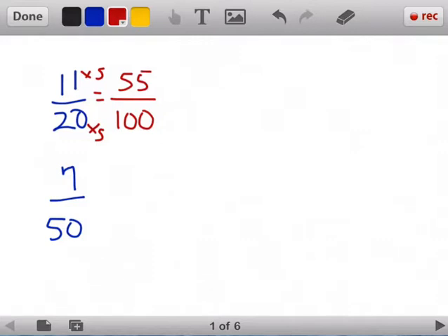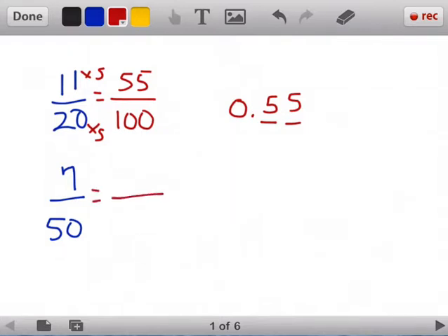And as a decimal, identify your place values. Tenths, hundredths. How many hundredths? 55 hundredths. Okay. And the next one, 7/50ths.